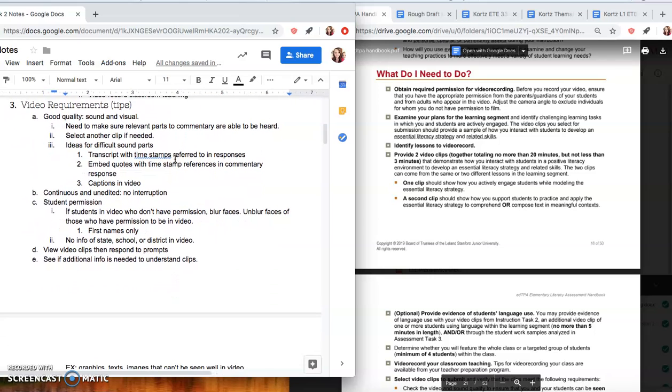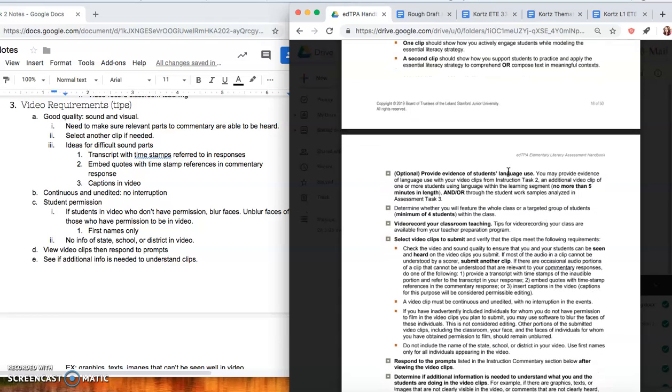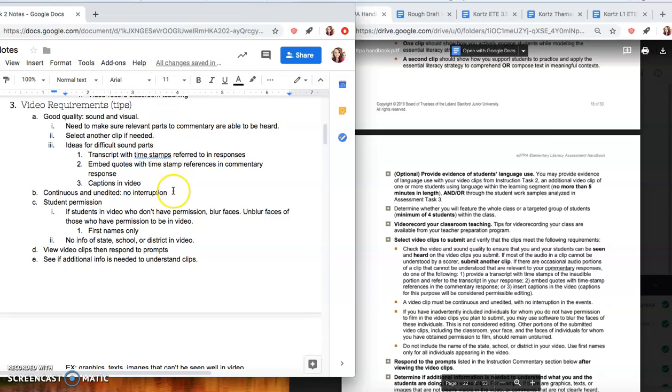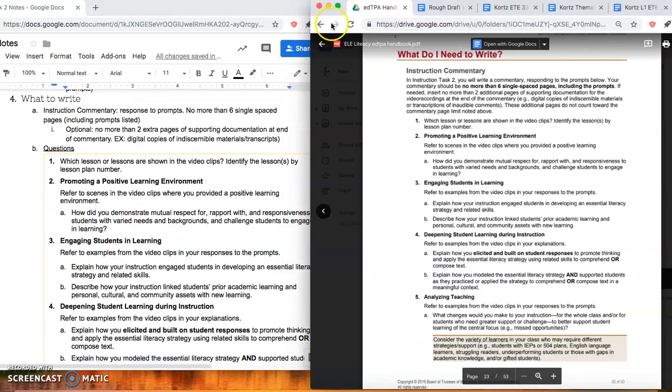So with your video requirements, really consider what makes a good video. Consider the sound, the visuals, and do not have any interruptions in your videos. Do not edit your video, because edTPA is really stressing the importance of having a one take, one shot, not little edits.